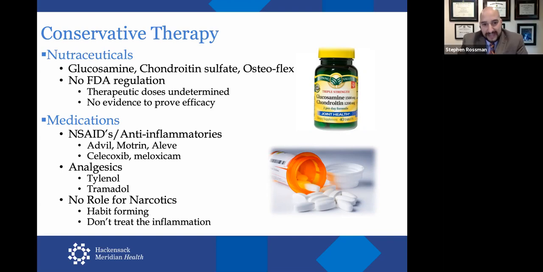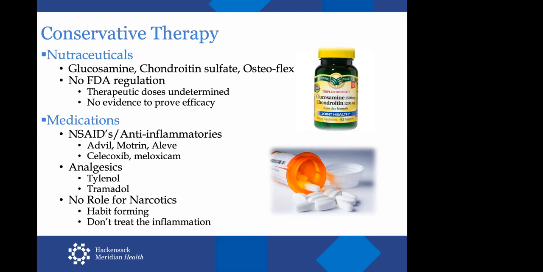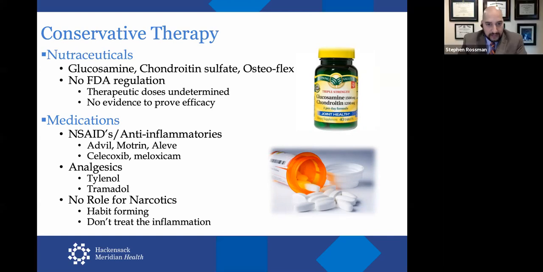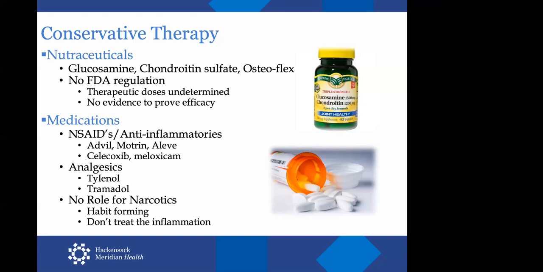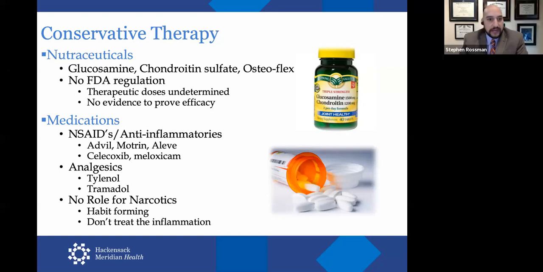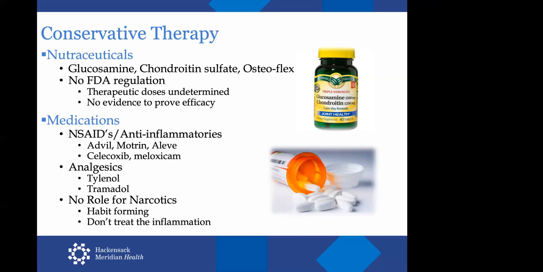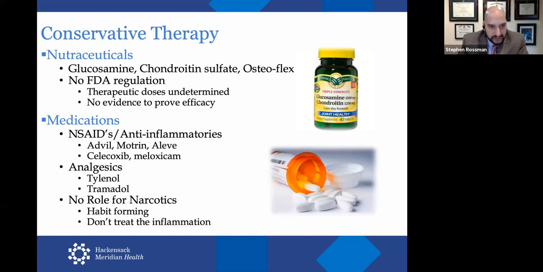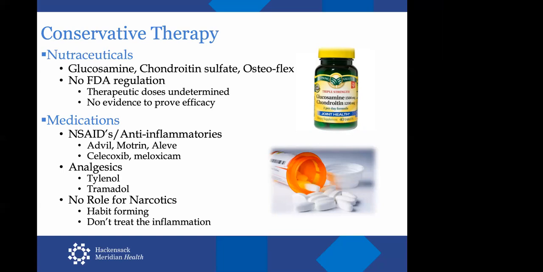What has been shown to be good? NSAIDs, or what's known as anti-inflammatories. This is your Advil, your Motrin, your Aleve, and some of the longer acting things like Celebrex or Meloxicam or Mobic. Mobic is usually one of my go-tos, because it's a once-a-day dosage and people take enough pills. Tylenol can be helpful, but not as much as the anti-inflammatories. The reason the anti-inflammatories work is because this is an inflammatory condition, and if we can decrease inflammation, we can help decrease the pain.